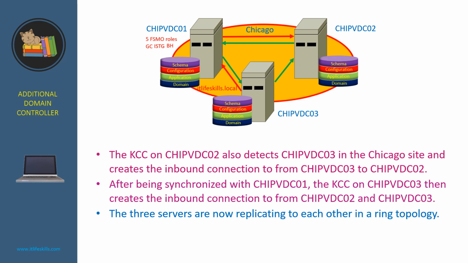After being synchronized with CPVDC01, the KCC on CPVDC03 then creates the inbound connection from CPVDC02 to CPVDC03. The three servers are now replicating to each other in a ring topology.